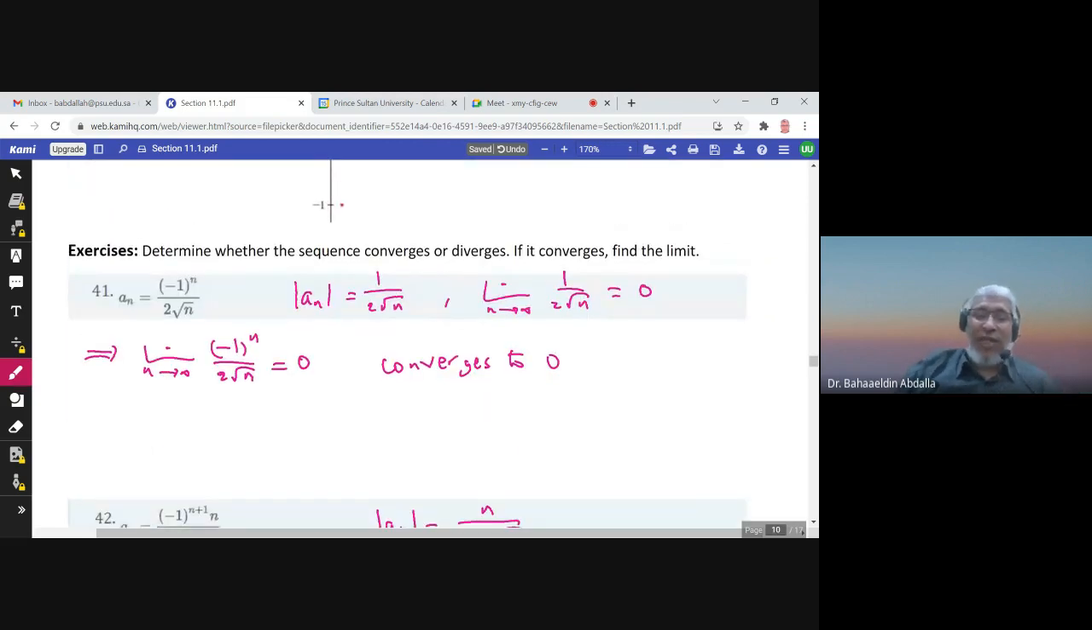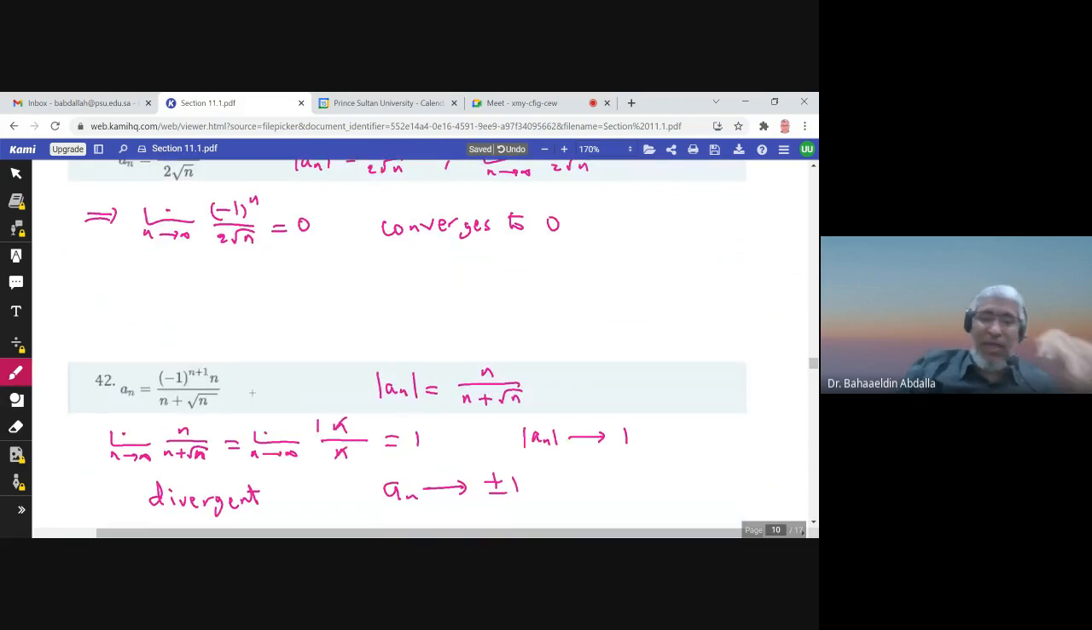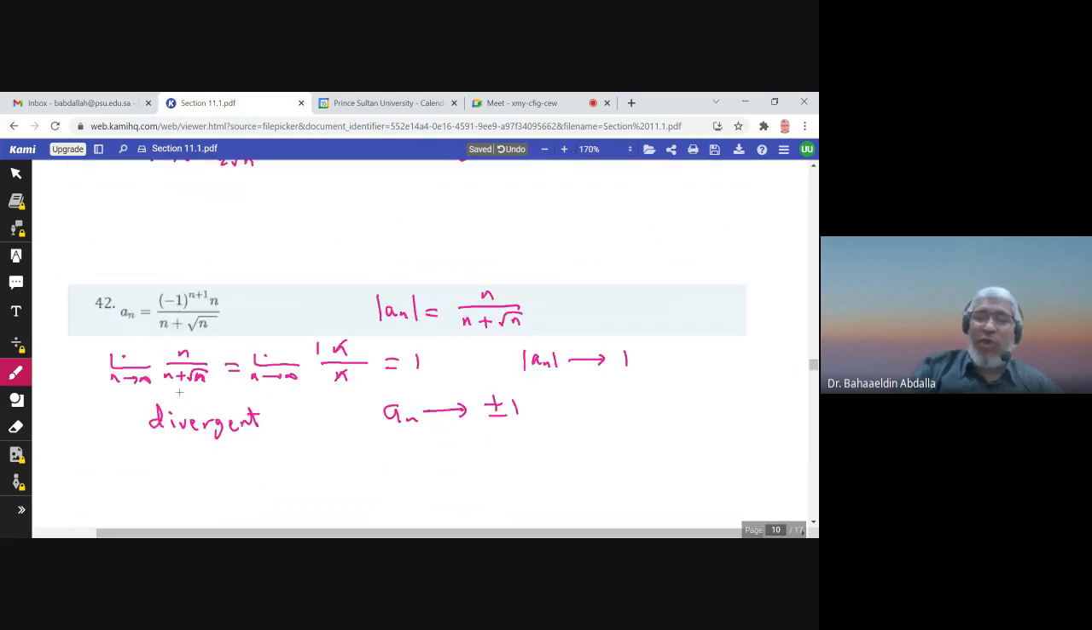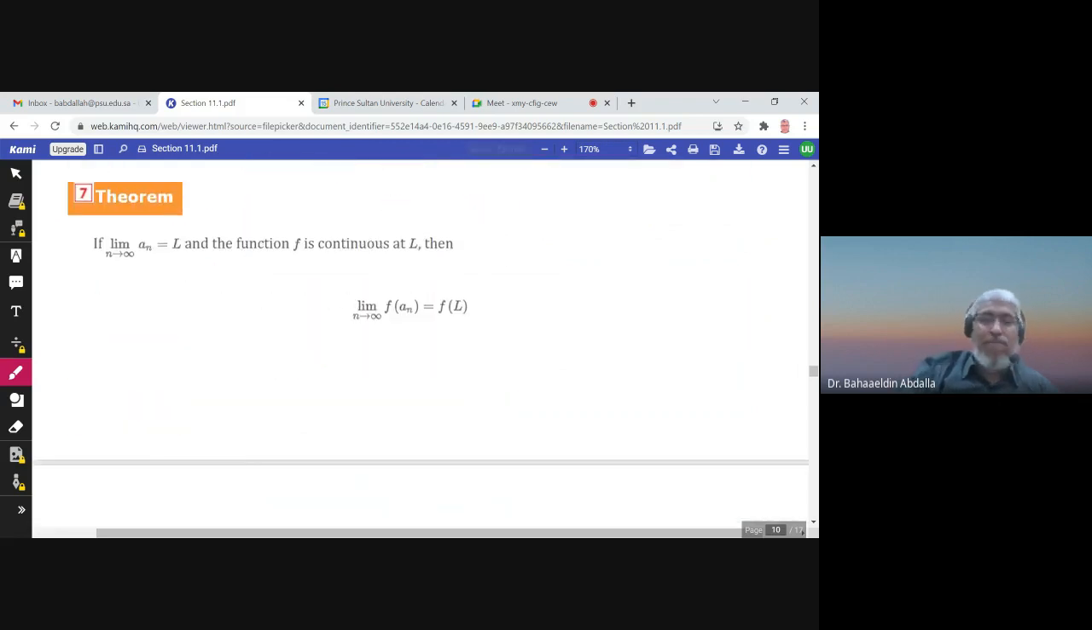If you find that the absolute value of an goes to 0, then an goes to 0. If you find that the absolute value of an does not go to 0, then an would be divergent, because it will go to plus or minus whatever number you have here. The last theorem would be this theorem. I think there is another theorem, maybe. We still have two theorems.